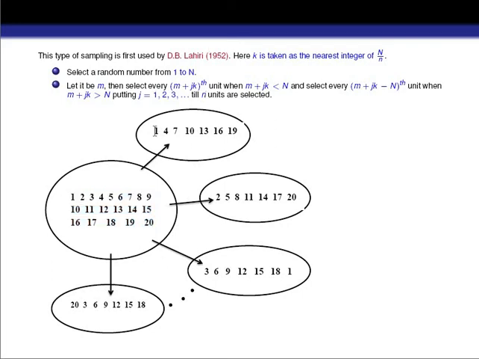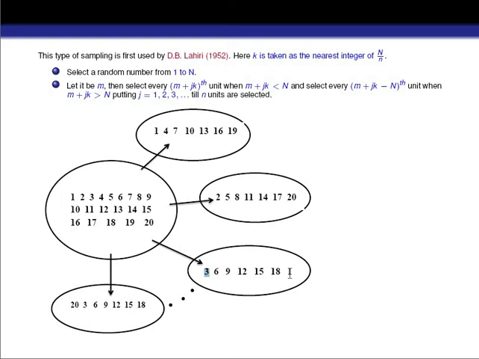Suppose 1 is selected at random. In that case, what will be the other units? It will be 1 plus 3, that is 4, then 7, 10, 13, like this. If 2 is selected, then it will be 2, then 5, and so on up to 20. Now if 3 is selected, the second unit will be 6, because the first unit 3 plus the sampling interval 3 is equal to 6, and using this process we get the other units: 3, 6, 9, 12, 15, 18, and after that we will get what?